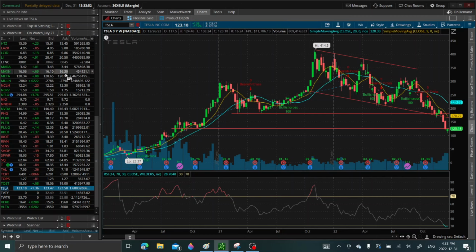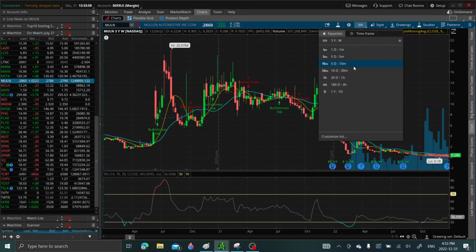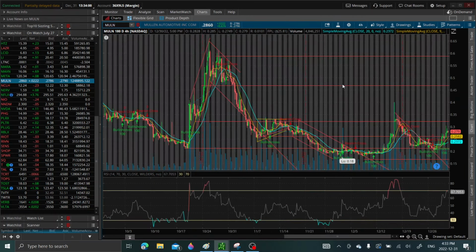Okay, so let me switch back to Mullen. So going back to my prediction here, I'm gonna zoom back down to, I think we're at the 4 hour. I've taken a screenshot of this page here. This page represents the 4 hour, and each of these dark areas represents a trading day.